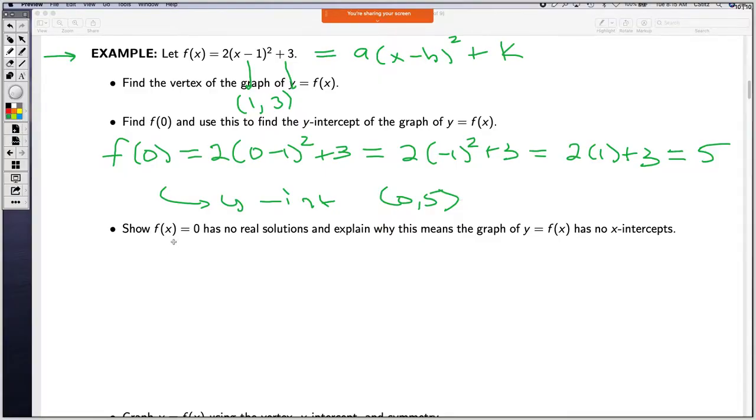Show the equation f of x equals 0 has no real solutions, and explain why this means the graph of y equals f of x has no x-intercepts.